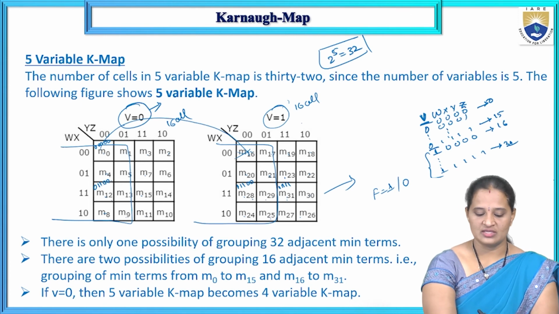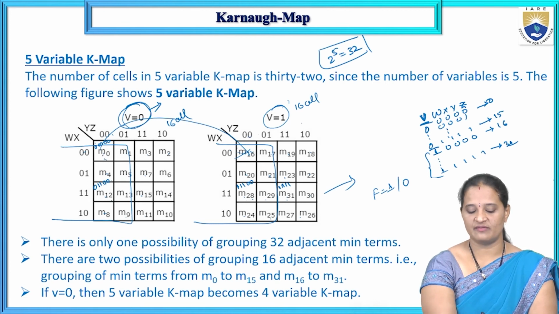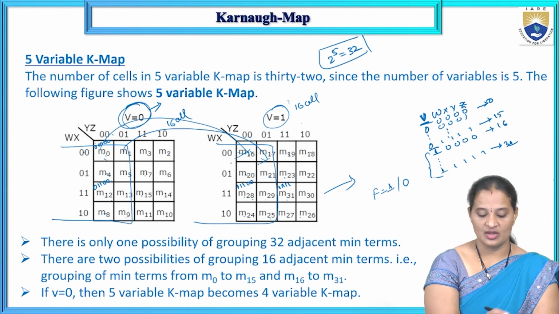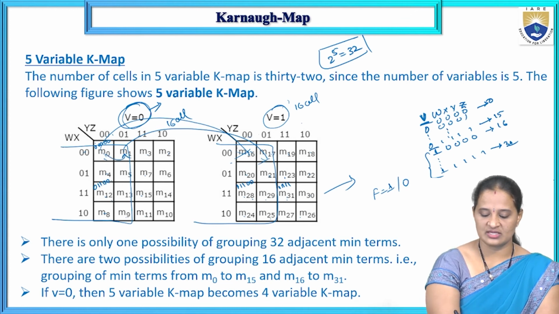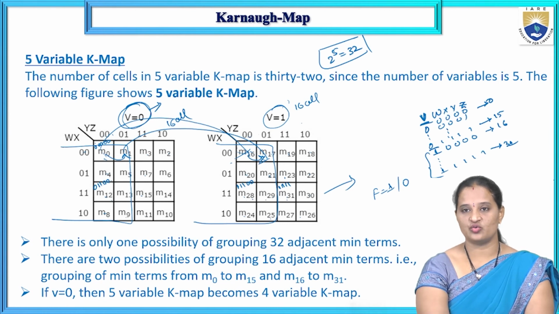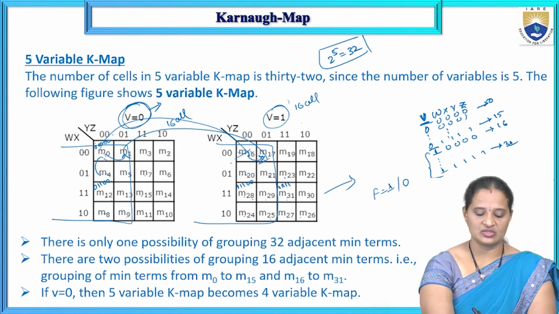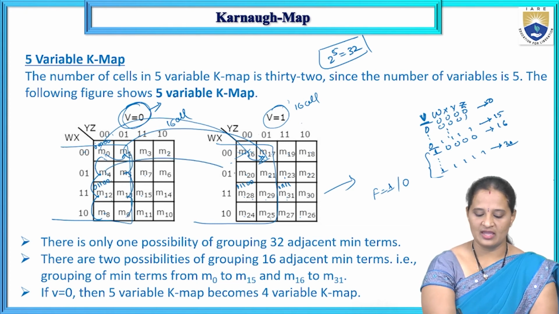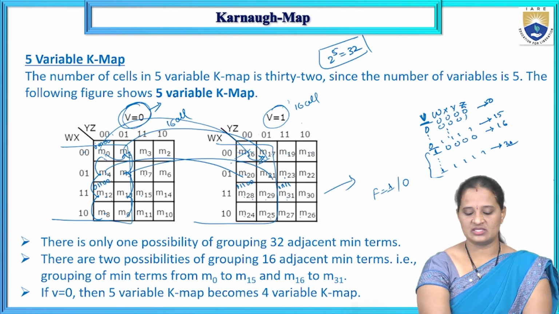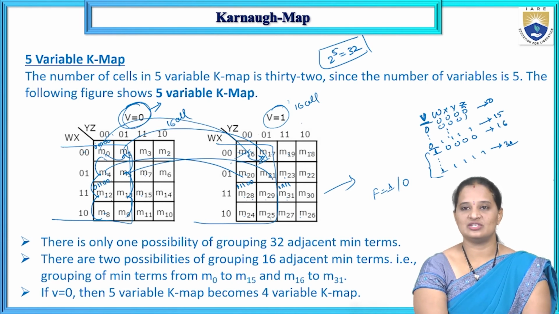Is it or not? 0, 0, 0, 0, 0, 0, 0, 0, where only the V value is varying. That means these 2 cells differ by only one variable, and these 2 are said to be adjacent. Likewise these 2 are adjacent, and hence these 4 are adjacent. And again, these 2, these 2, these 2. So somehow, all these 16 cells will be adjacent to each other.